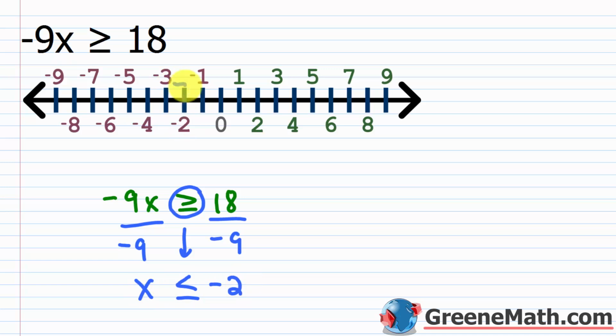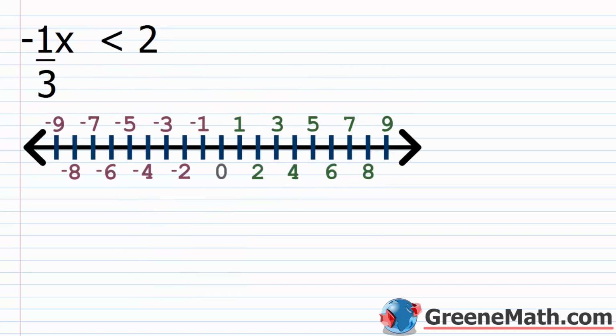So I'm going to put a bracket at negative 2, and I'm going to shade everything to the left. In interval notation, I'd put negative infinity, comma negative 2. I'm putting a bracket next to negative 2 because it's included, and a parenthesis next to negative infinity. All right, let's take a look at another.